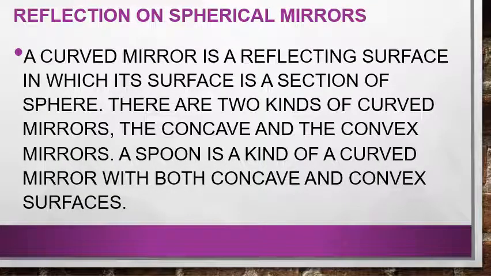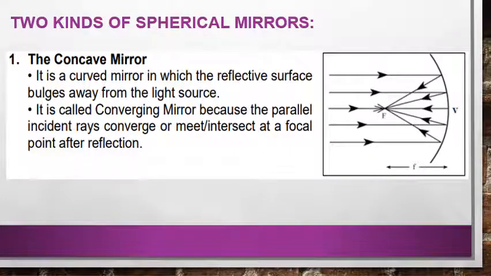Reflection on spherical mirrors. A curved mirror is a reflecting surface in which its surface is a section of a sphere. There are two kinds of curved mirrors, the concave and the convex mirrors. A spoon is a kind of curved mirror with both concave and convex surfaces. Two kinds of spherical mirrors.